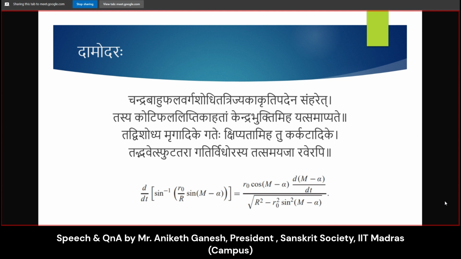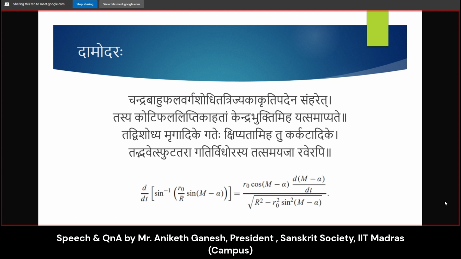Liptika is a unit. It is like koti phala expressed in this unit of liptikas. Right, unit of arc, minute, arc, degree, something like that. Kendra Bhukti. Bhukti means motion. Kendra Bhukti is some sort of motion of the moon. That is why you have this d by dt term here. D by dt of m minus alpha. That term refers to the Kendra Bhukti.